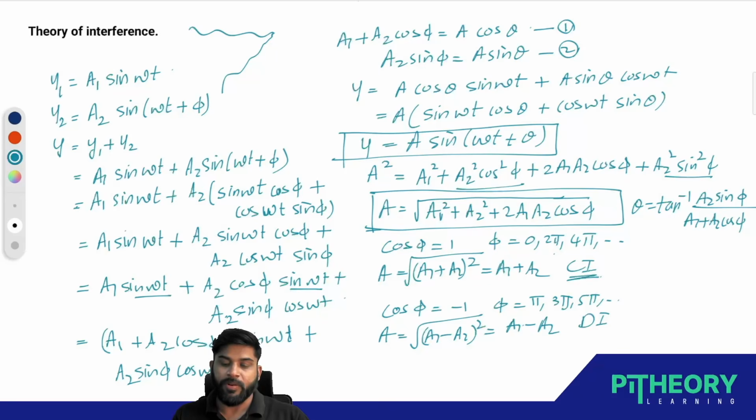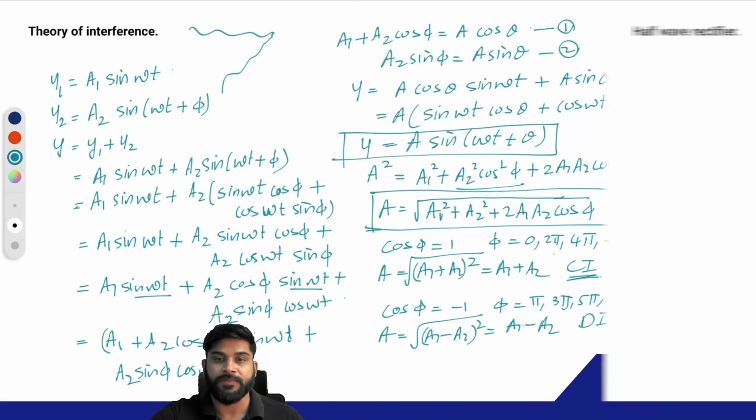When that happens, cos phi will be equal to minus 1, and the resultant amplitude will be minimum. And this is what we call destructive interference. And this is what we generally call the theory of interference.